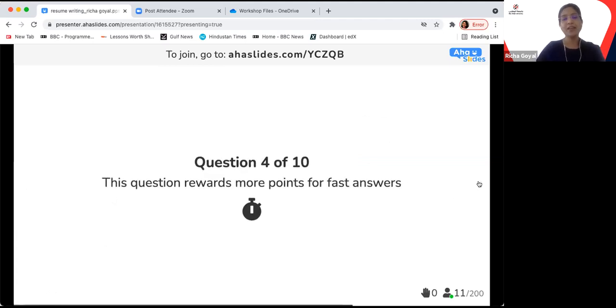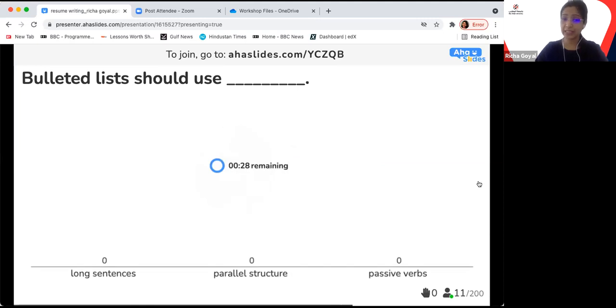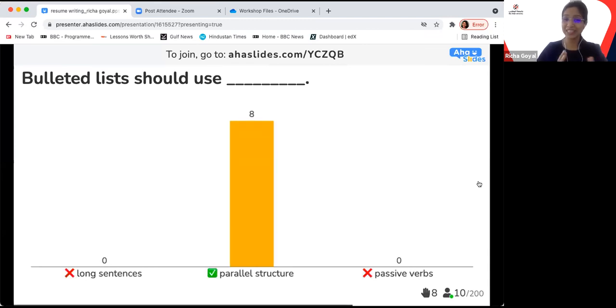Question 4 out of 10. And let's see what it is. Bulleted list should use dash. Long sentences, parallel structure, or passive verbs? One and time up. Parallel structure, very good. We discussed it in detail.